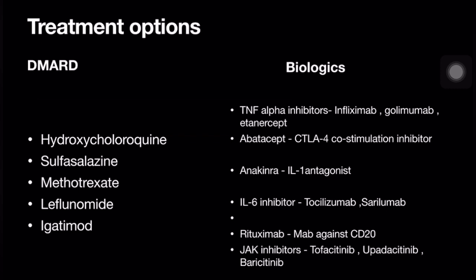Before giving biologics, you have to test for HIV, HBsAg, and hepatitis C, and latent tuberculosis. If the patient is found to have latent tuberculosis positive, you have to give INH prophylaxis for 6 months.